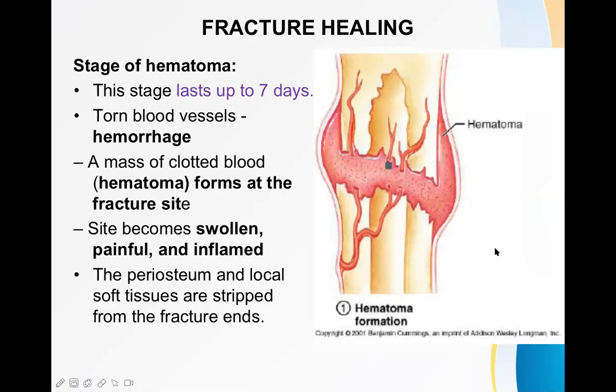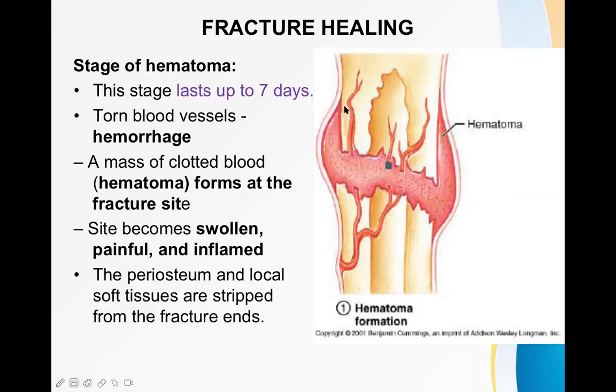Now, this class is important, and this question is very, very important from the exam point of view. So all those stages are explained again in a slightly more detailed way. Okay, so let's go through them now. The first stage is the stage of hematoma. It may last up to 7 days. There are torn or ruptured blood vessels which lead to hemorrhage. You can clearly see here in the picture. This is the hematoma stage.